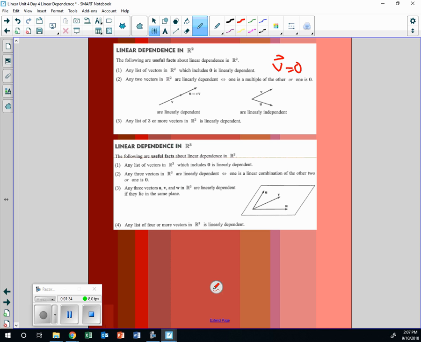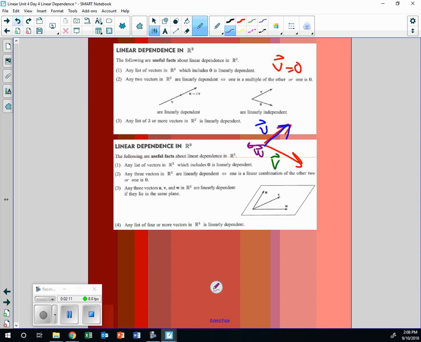This is the one I think is interesting. Any list of 3 or more vectors in dimension 2 is linearly dependent. So I have these two, let's make it u and v. Usually those are linearly independent. What if I throw in a w? What happens when you put that w in there?